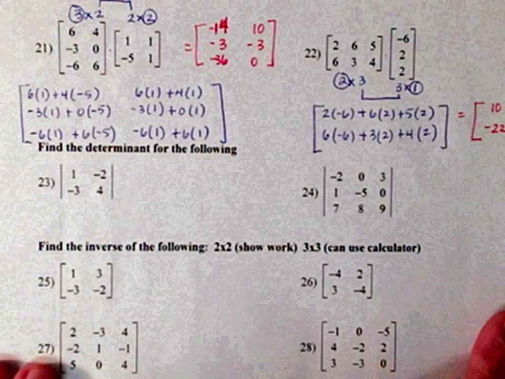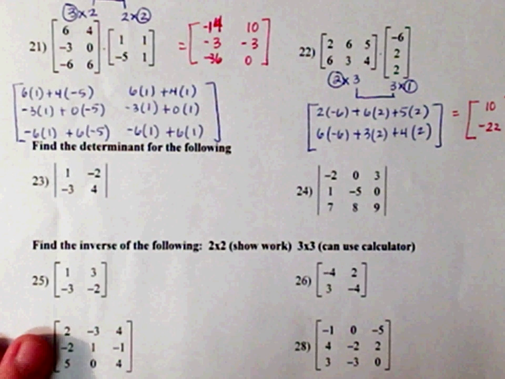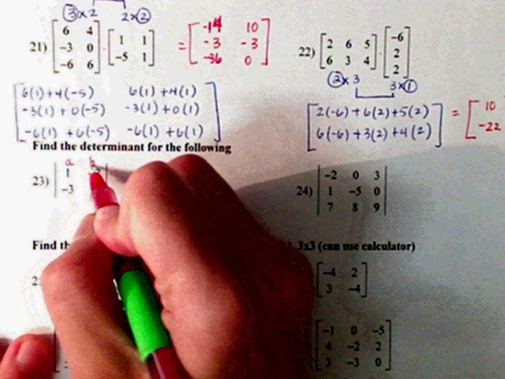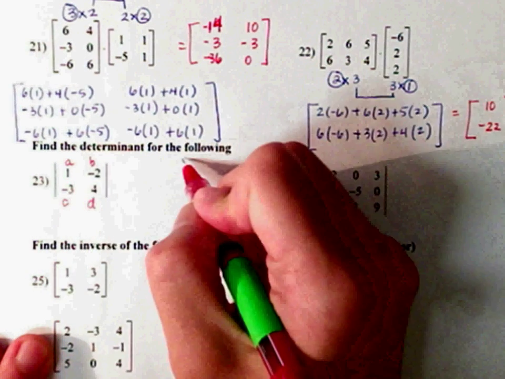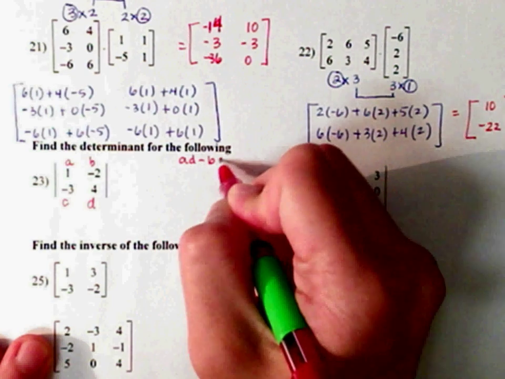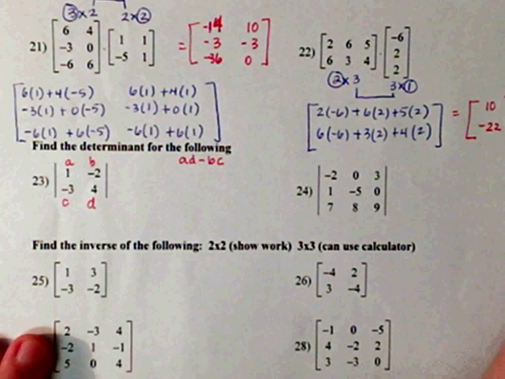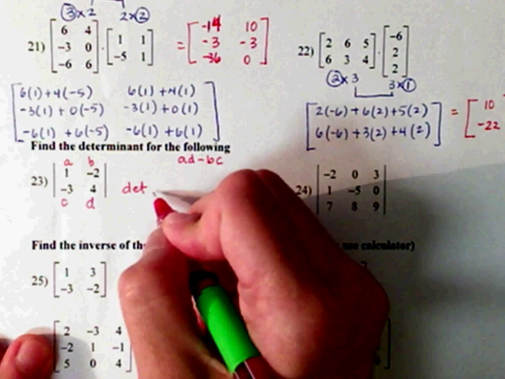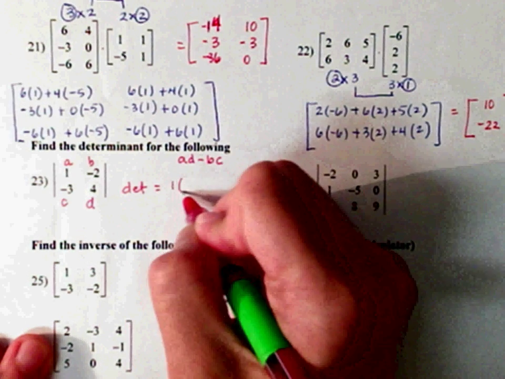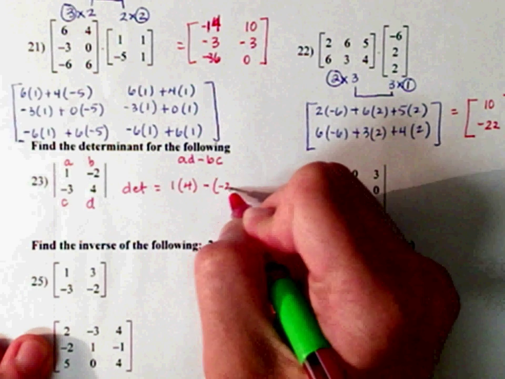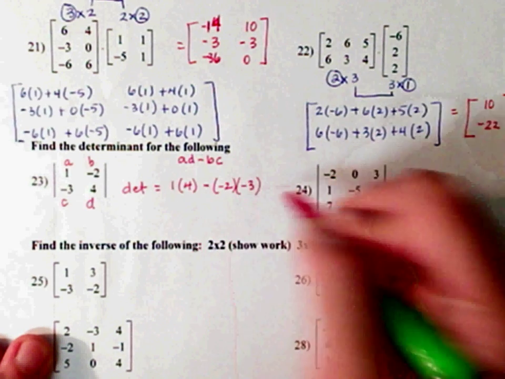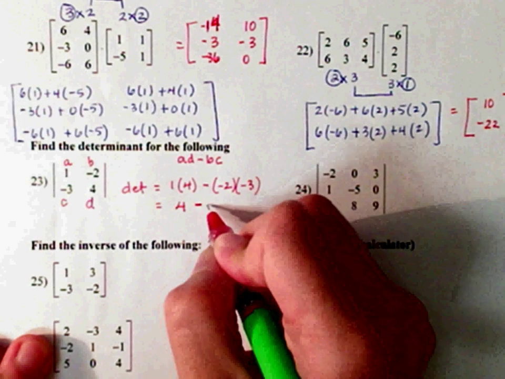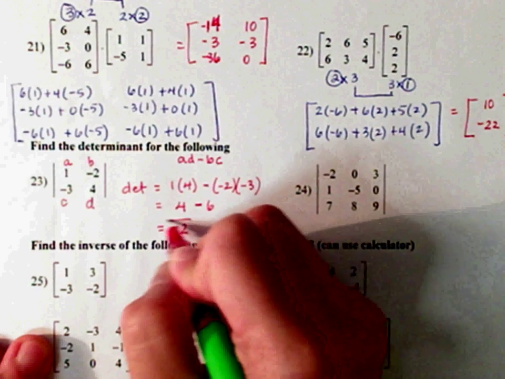Find the determinant of the following. Here is your determinant. A, B, C, and D. It is A times D minus B times C is your determinant. So, the determinant of this one is equal to 1 times 4 minus negative 2 times negative 3. Okay? Which comes out to be 4 minus 6, which is negative 2.